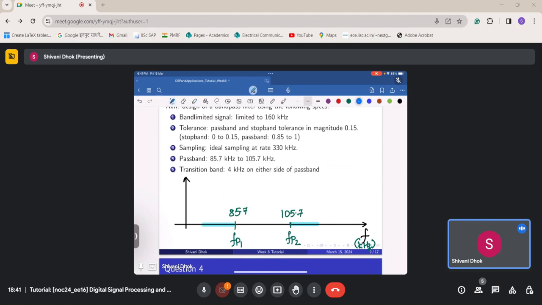And then we have the stop band edges. So the first stop band edge is FS1, and this FS1 will be equal to 85.7, that is FP1 minus 4 kilohertz. So this thing here is 81.7 kilohertz.